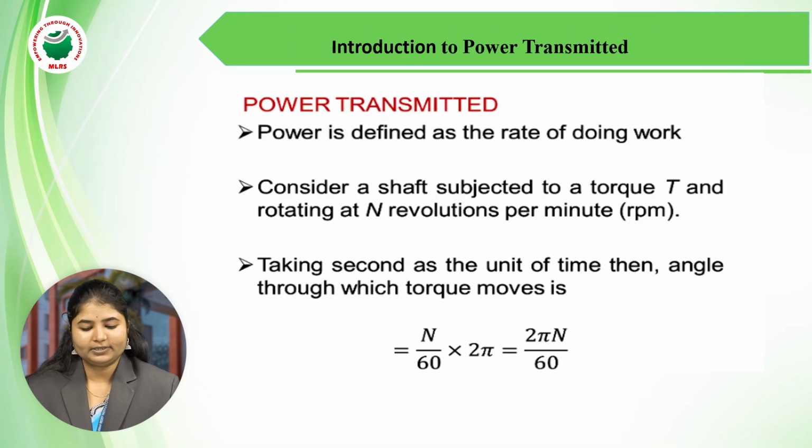Introduction to power transmitted. Power is defined as the rate of doing work. Consider a shaft which is subjected to a torque T and is rotating at n revolutions per minute, that is RPM. Taking the second as the unit of time, the angle turned per second is 2 pi n by 60.